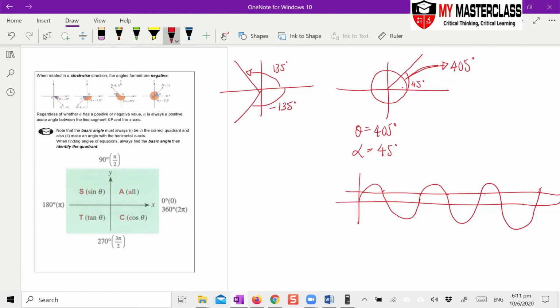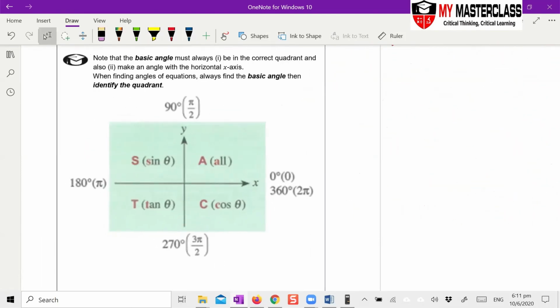Okay, so after you know how to find the basic angle, you need to know this CAST rule, or rather, I prefer to call it ASTC. Over here, the first quadrant, everybody is positive. Which means the sine is positive, the cosine is positive, the tangent is positive. That means you sine, cosine or tangent an angle from 0 to 90 degrees, anything less than 90 degrees, you will get a positive value.